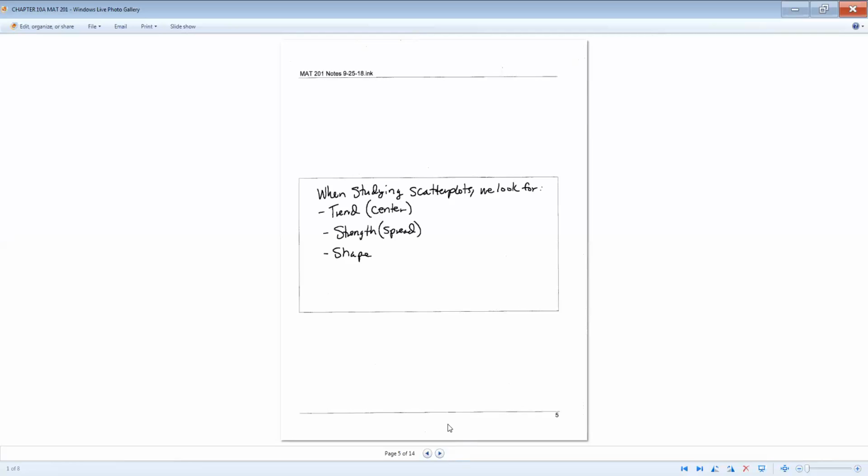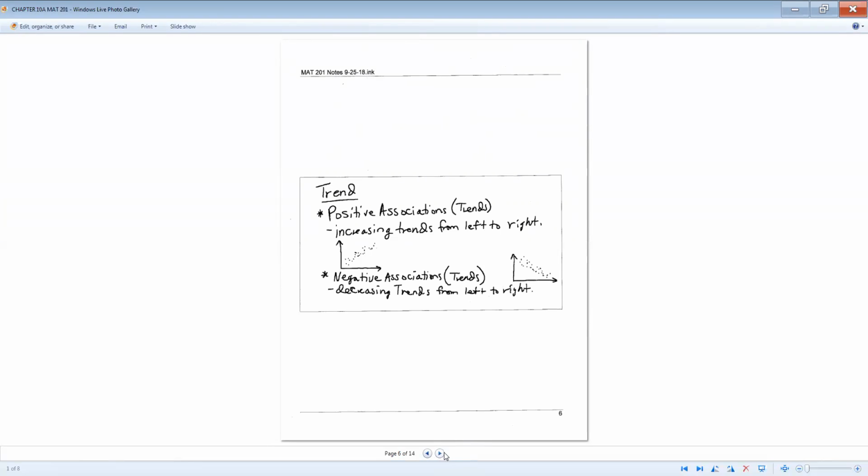So this next chapter starts off with the correlation coefficient. We start off talking about scatter plots as a primary tool for examining two variable relationships with both variables being numerical, and it will look similar to this. Just your first quadrant and just dots that represent each observation. So when studying scatter plots, we look for trend, which is your center, strength, which represents the spread of data, and then the shape, which is the shape of your data.